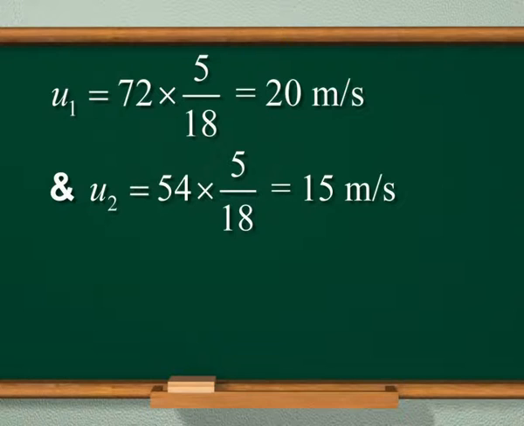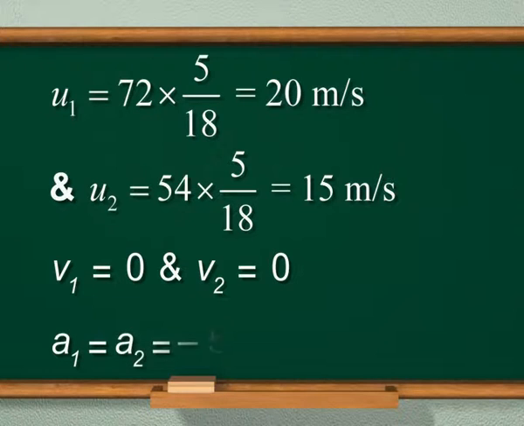Since after applying the brake, both cars stop at some distance, therefore their final velocities, say v1 and v2 respectively, become 0. Thus v1 is equal to 0 and v2 is equal to 0. Here retardation of the cars is a1 equal to a2 is equal to minus 5 meter per second square.